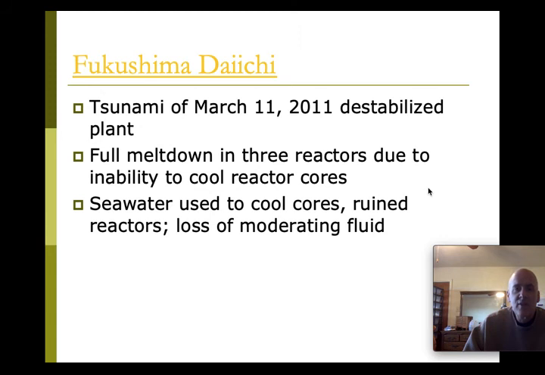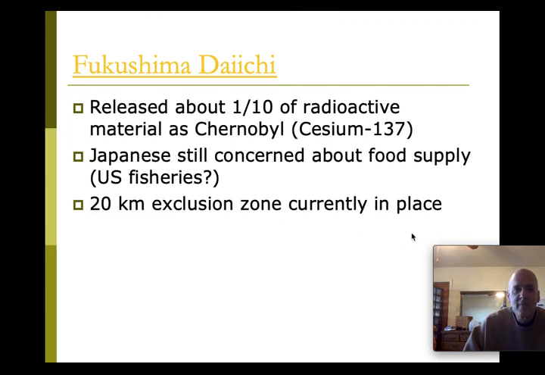There was an inability to cool the reactor cores. Seawater was used in an emergency to keep the cores cool, which ruined the reactors. Loss of moderating fluid. It released about 1/10 of the radioactive material that Chernobyl did. This was cesium-137. Japan is still concerned about the food supply. And there's a 20-kilometer exclusion zone currently in place that people are not allowed to go into.